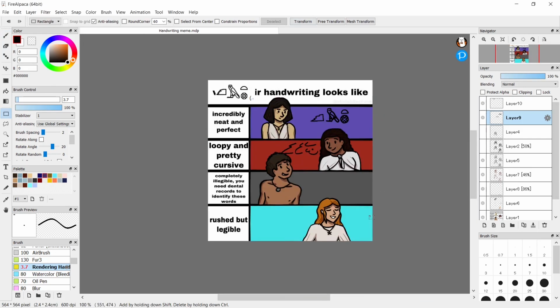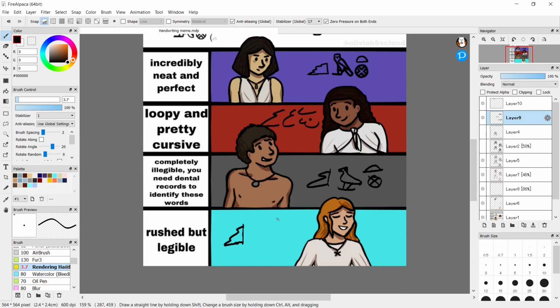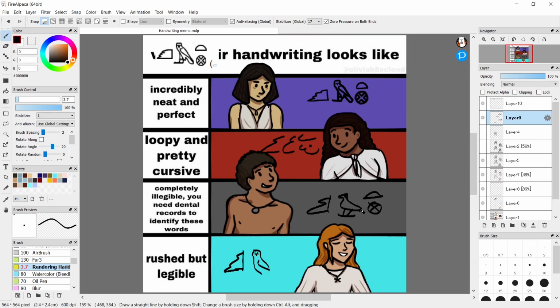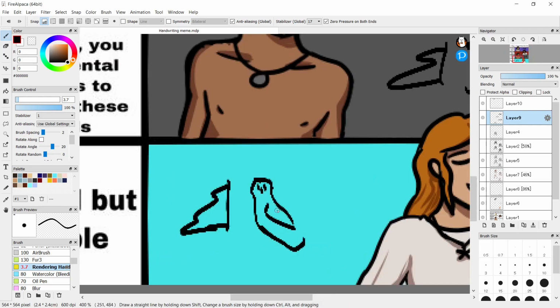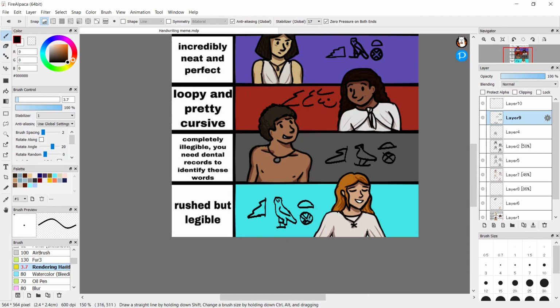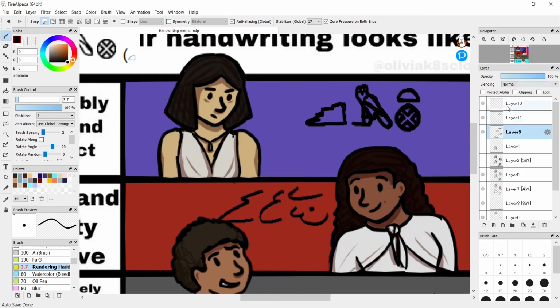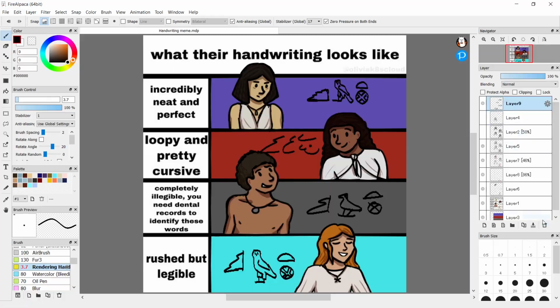Qwerty has handwriting that is completely illegible, and yes, this writing is completely illegible, as you can't even tell what characters some of these are supposed to be. Merez, formerly Moswin, yes, I've changed some things, would have rushed but legible handwriting because I doubt she'd want to sit still for long enough to actually make everything look perfect, but she cares about it more than Qwerty does.